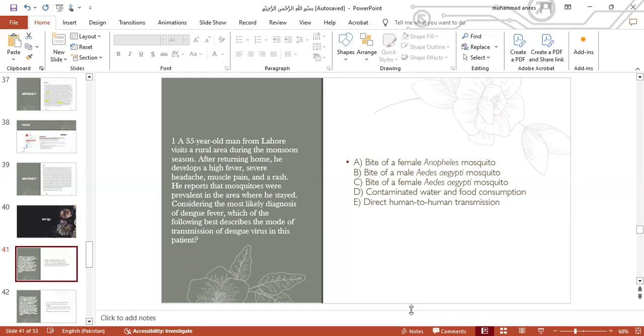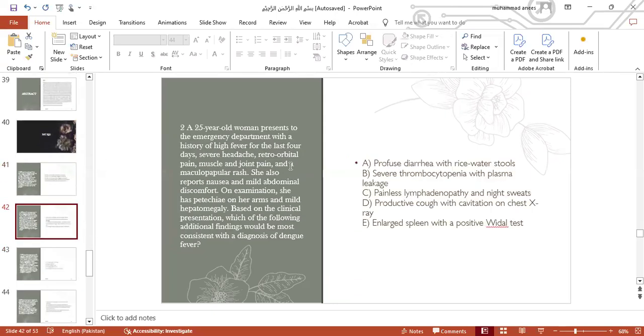A, bite of female Anopheles mosquito. B, bite of male Aedes aegypti mosquito. C, bite of female Aedes aegypti mosquito. D, contaminated water, food consumption. And E, direct human-to-human transmission. Anyone? So the answer is C, which is bite of a female Aedes aegypti mosquito.